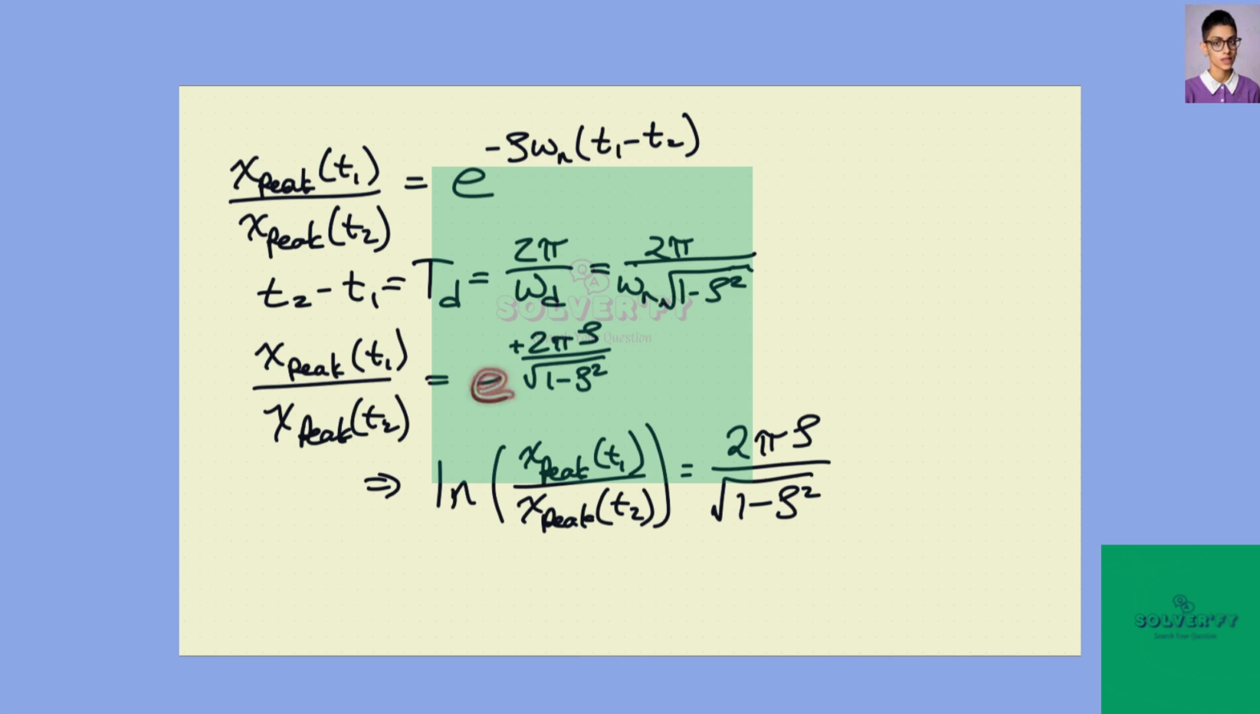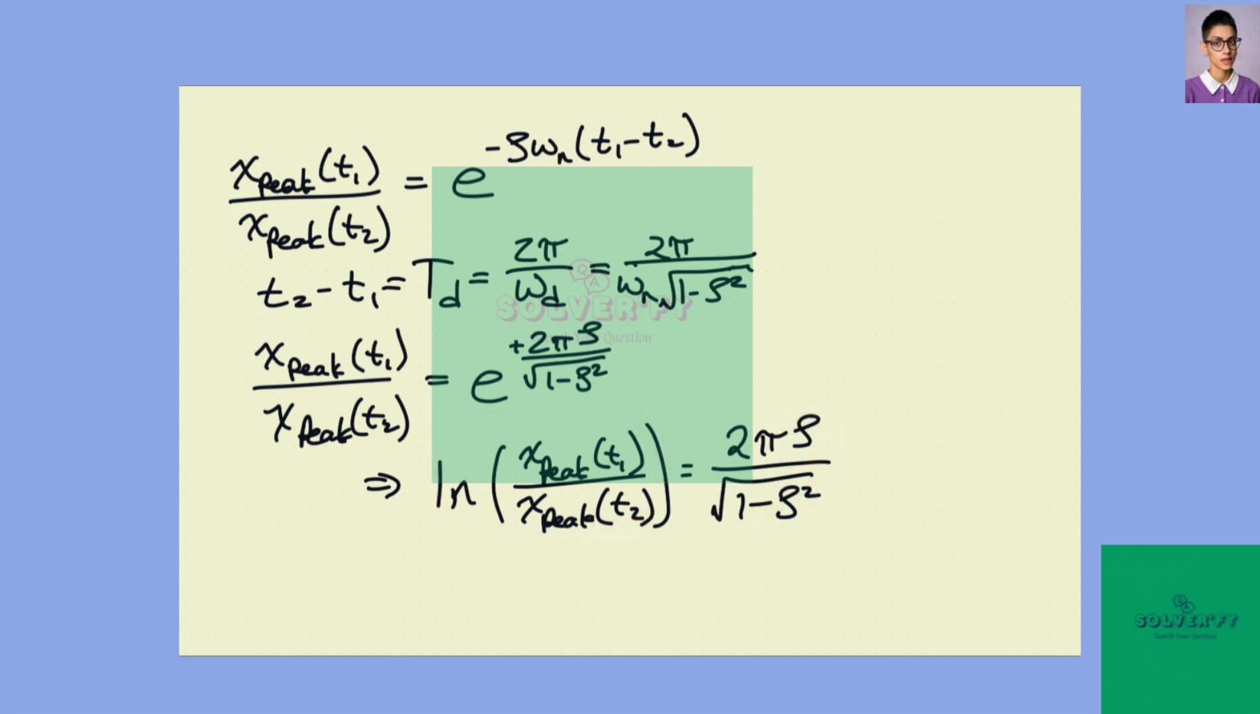is e to the 2 pi zeta all over square root of 1 minus zeta squared. And that happens because the natural frequency cancels out here when we substitute this into here. We can take the natural log of both sides of this, so we get the natural log of this ratio, and that is a function of zeta alone. And so if we measure these two things, we can calculate this value and then solve for zeta.